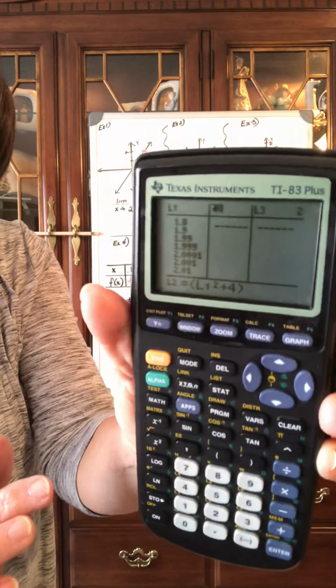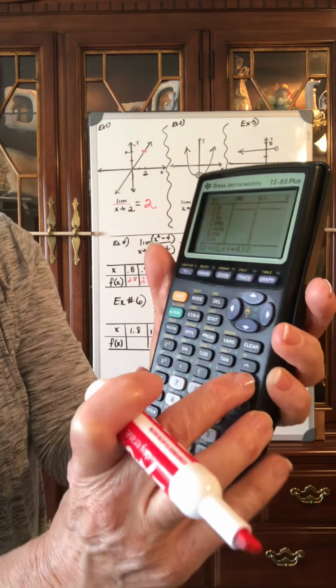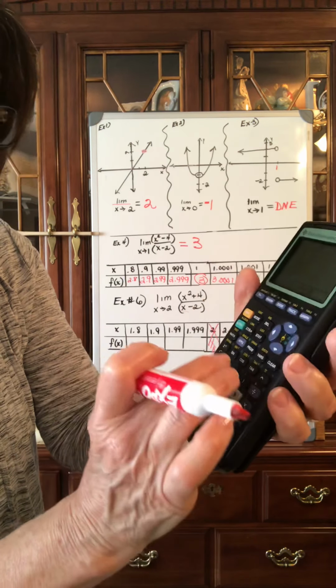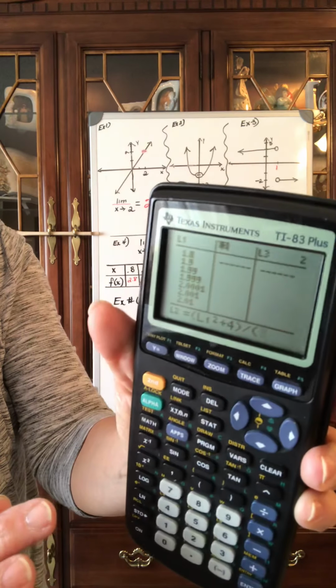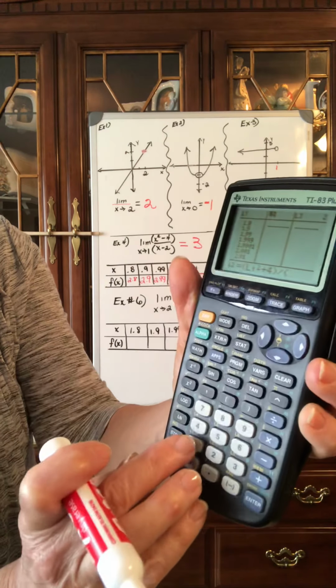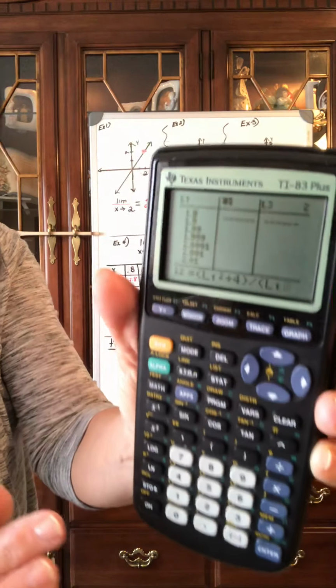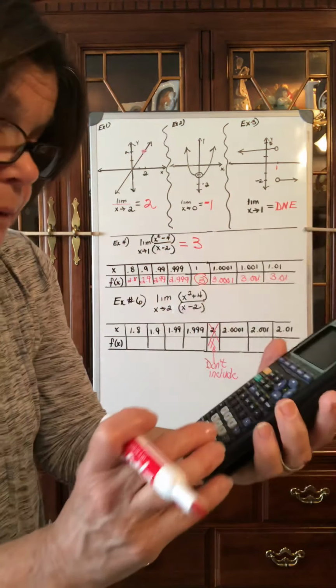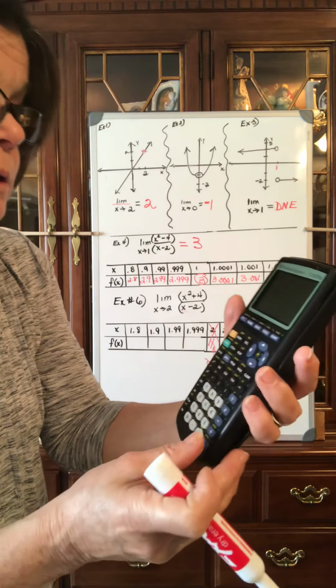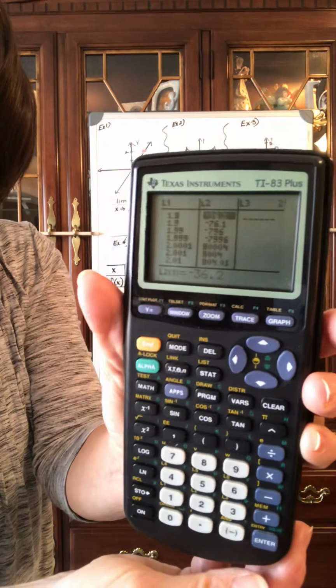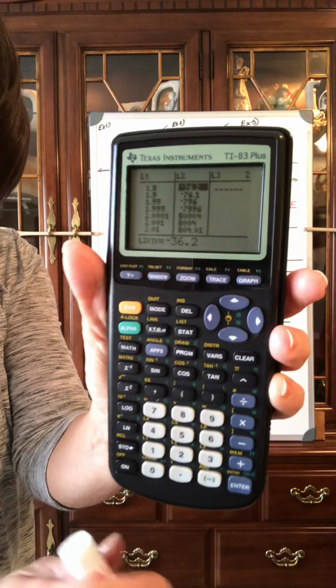Close parentheses, there's the numerator of the fraction, divided by all of my L1 values, so parentheses to start my denominator. My L1 values minus 2. And when I hit enter, it's going to give me these corresponding y values.